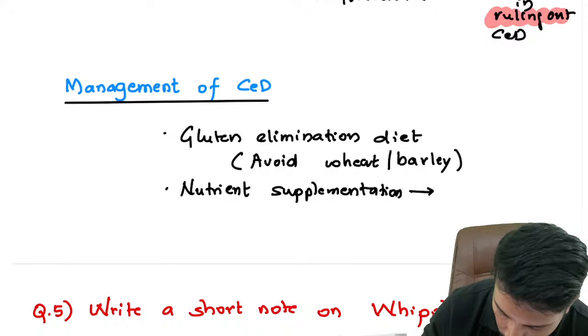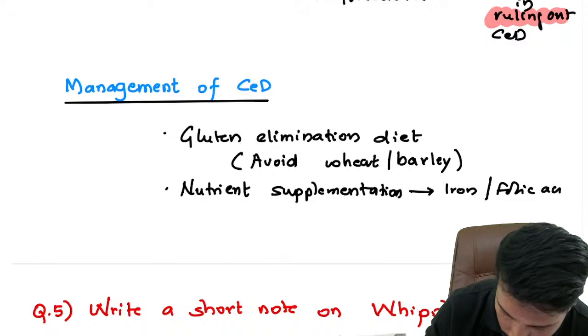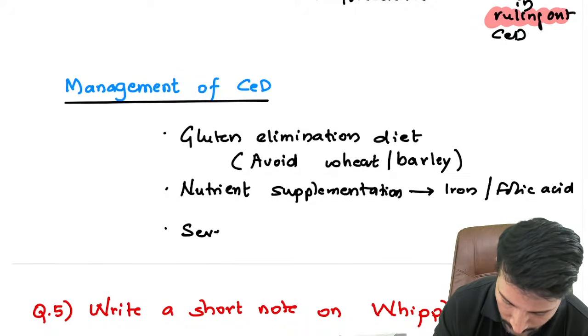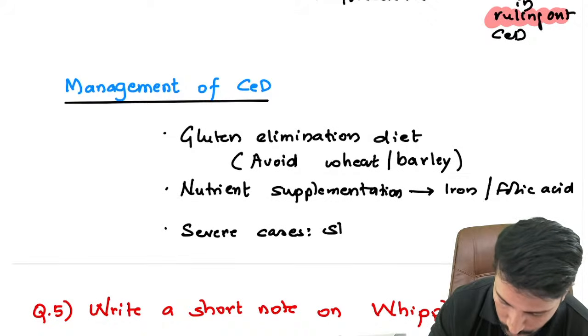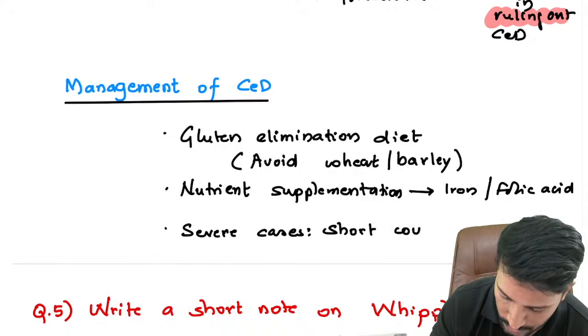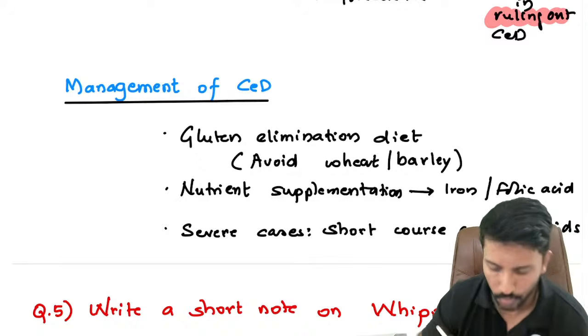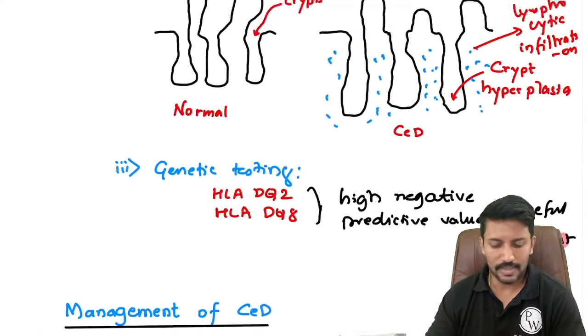Nutrient supplementation, mainly we will require iron and folic acid, right? So severe cases may be helped with short course corticosteroids. Okay, so that completes our answer for celiac disease.